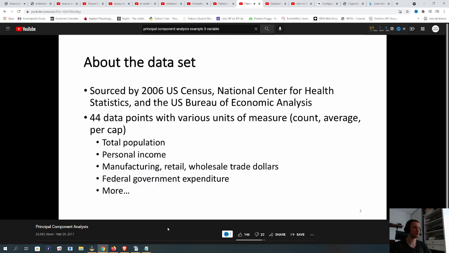The data set that we used for this particular example was sourced from US Census data, BEA data, and NCHS data. There were 44 data points that were measured, including things like total population, personal income, federal government expenditure, and so on.